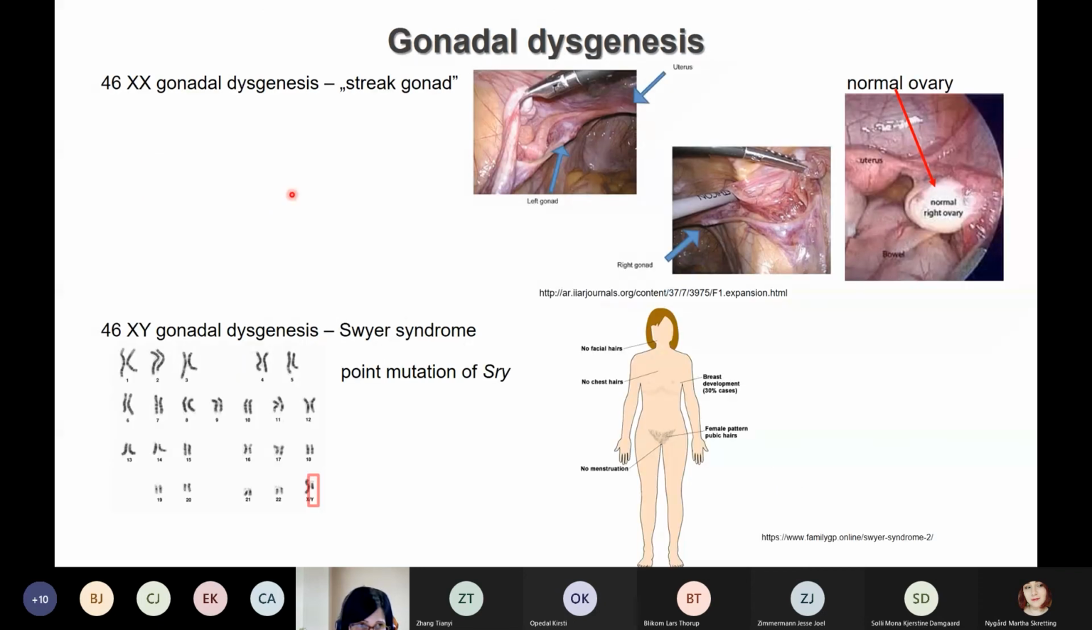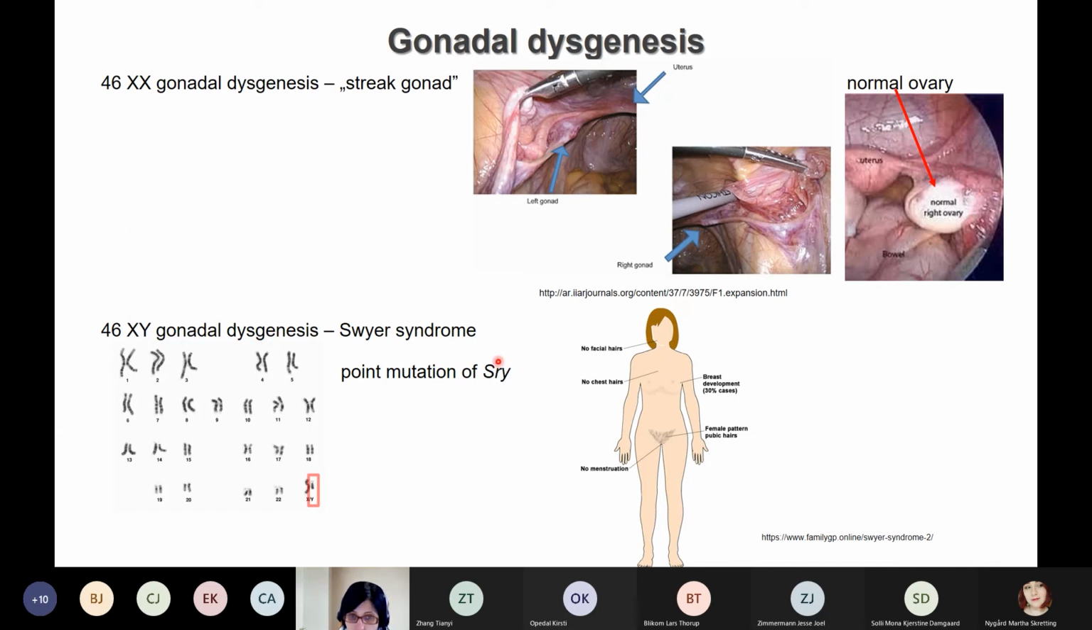Gonadal dysgenesis is also an important group of the DSDs, and in this case we distinguish 46XX or 46XY gonadal dysgenesis. In both cases we have streak gonads. It means that instead of a normally developed gonad, only a fibrous tissue streak is visible in the abdominal cavity. Of course, we can compare this streak gonad with a normally developed ovary here. So we can have it with 46XX karyotype or 46XY karyotype.